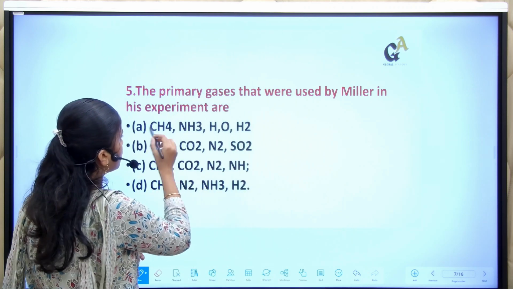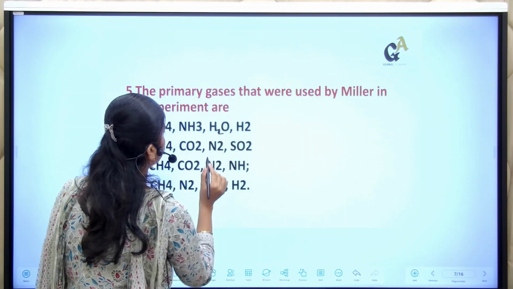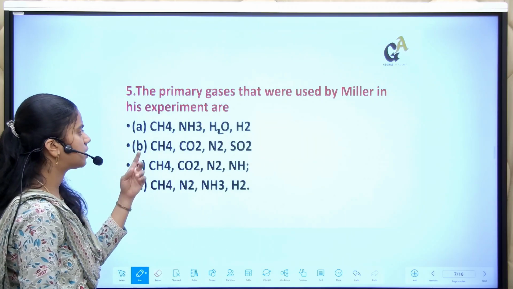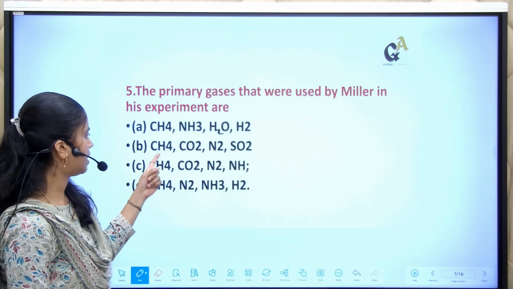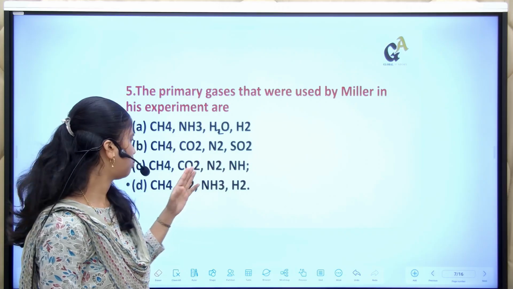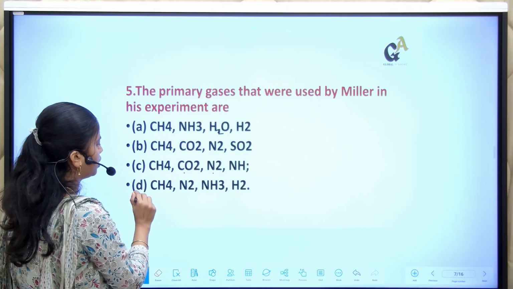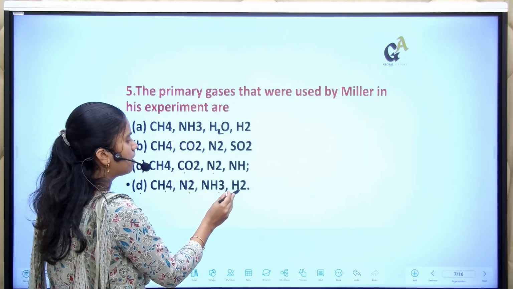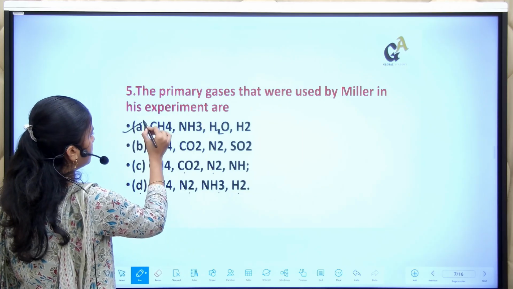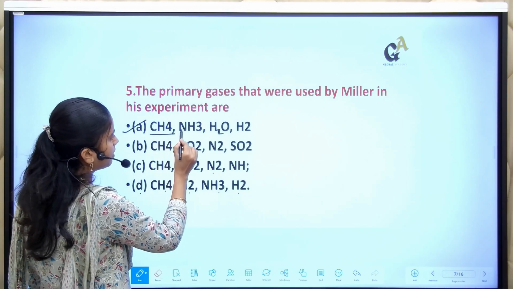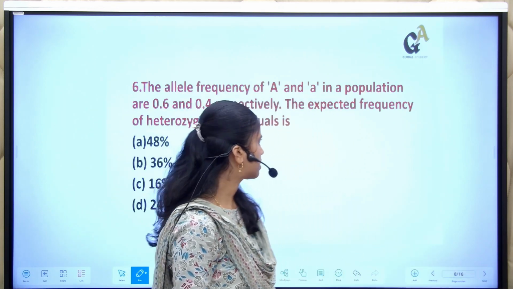So here, which of the gases has he used? Please correct this option, it must be H2O. Option A, CH4, NH3, H2O, H2. Option B, CH4, CO2, N2, SO2. Option C, CH4, CO2, N2, NH. Option D, CH4, N2, NH3, H2. It looks like the same answers here, but please focus. That is option A: CH4 methane, ammonia, water and hydrogen molecule. So option A is the answer here.